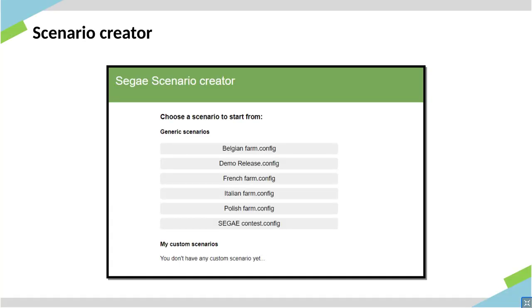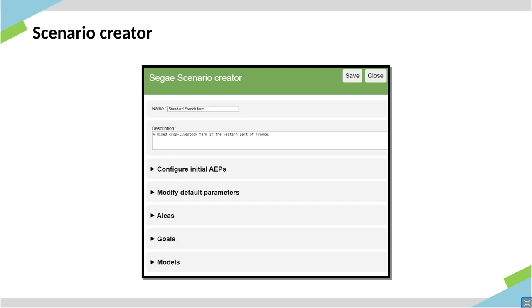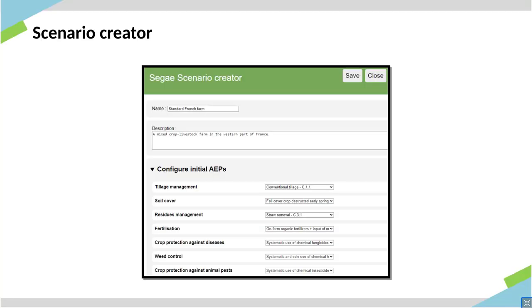In fact, the teacher will use this web application to create a new scenario from the existing ones that Olivier presented in a previous slide. For example, he can start from the French farm scenario, and he can then modify many aspects of the scenarios. He can modify initial practices and default parameters. He can modify and create new layers, new goals, and also more specific characteristics of the scenarios that I will not present this afternoon.